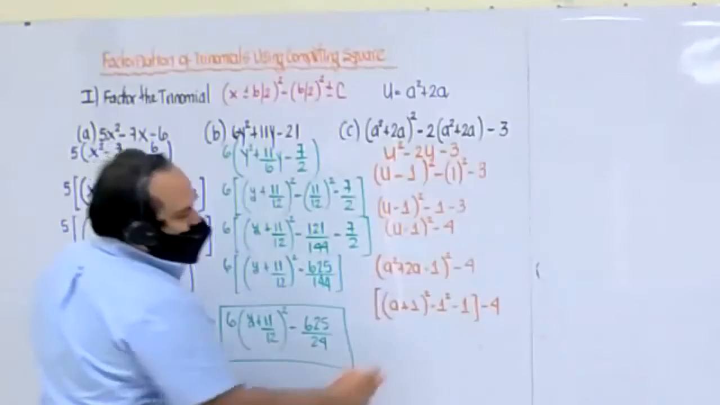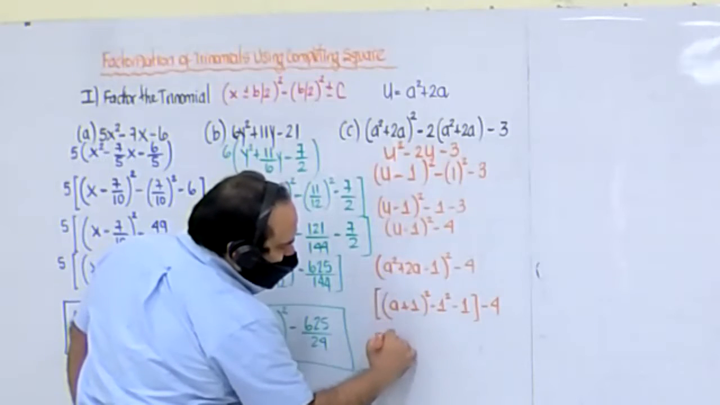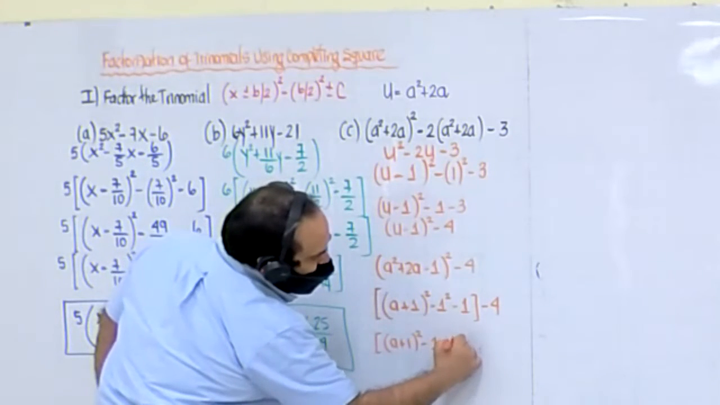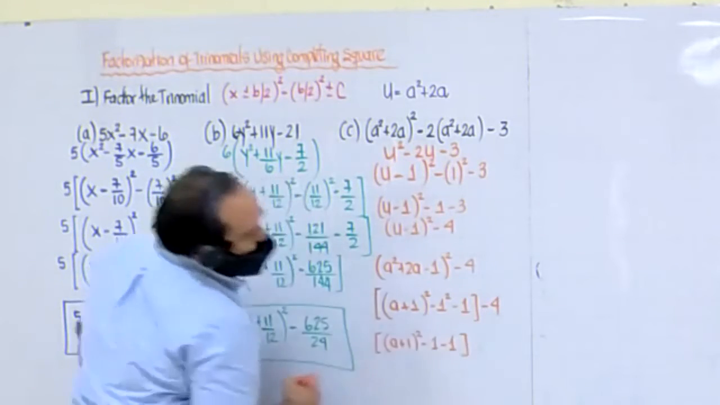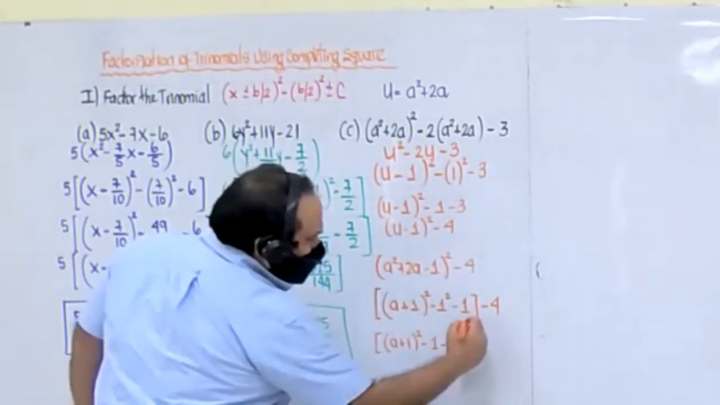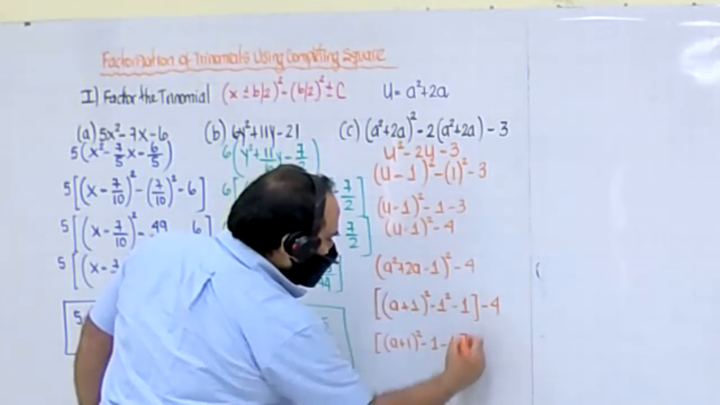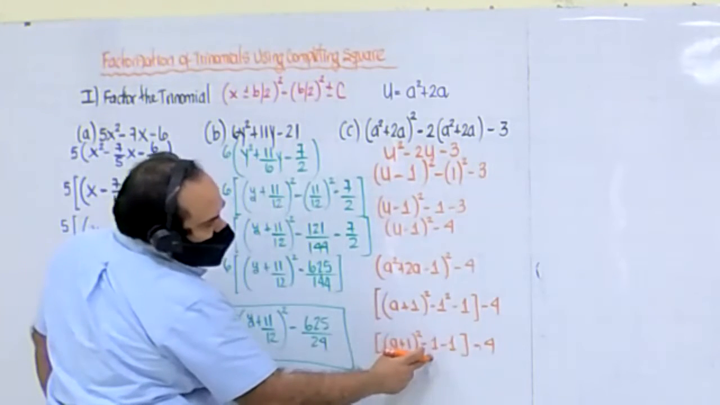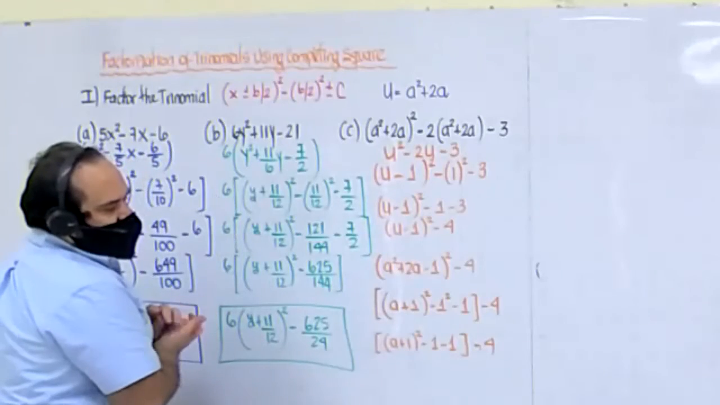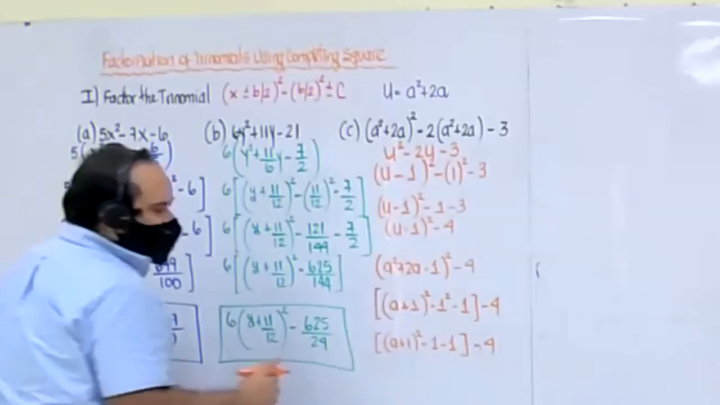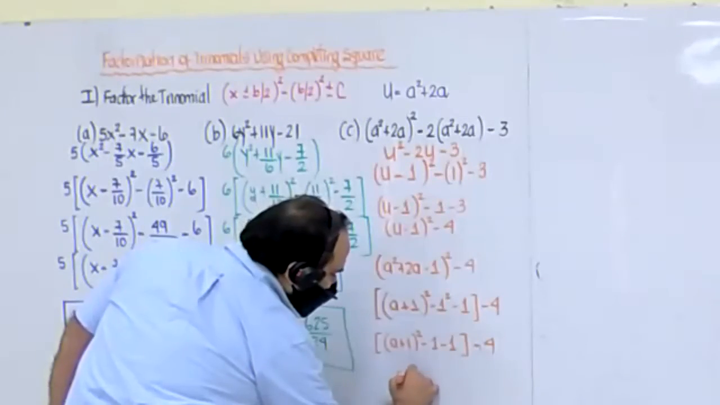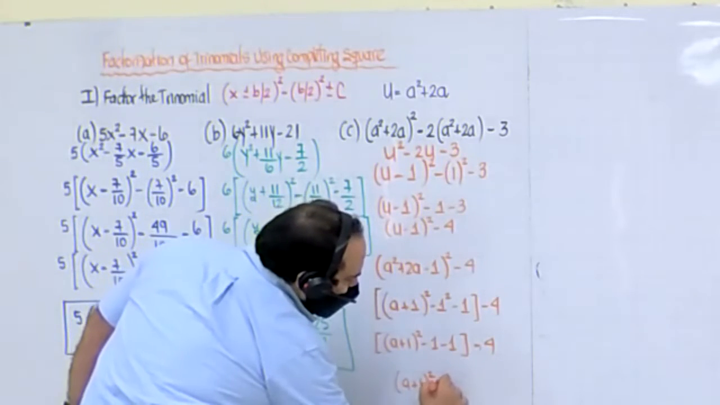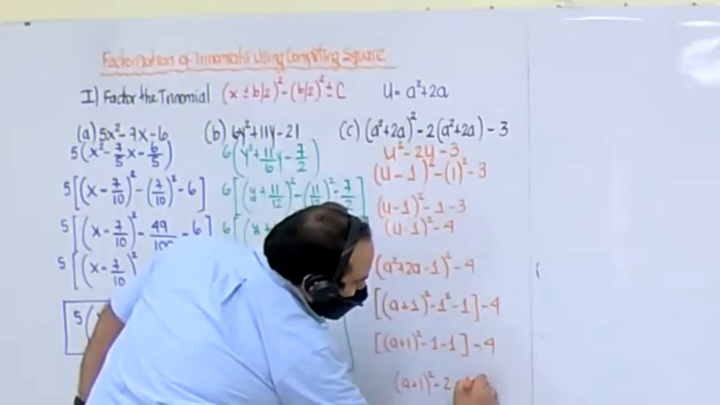What we're going to get? 1 second power will be 1. Minus 1, minus 1, and elevated this expression, subtracting minus 4. Minus 1, minus 1, that will be equal to minus 2. For that reason, this factorization form will be given by a plus 1 second power minus 2 minus 4.